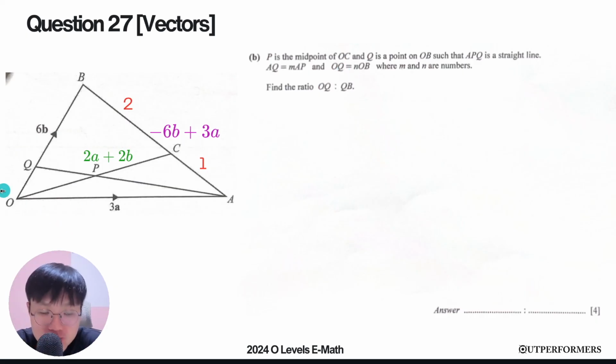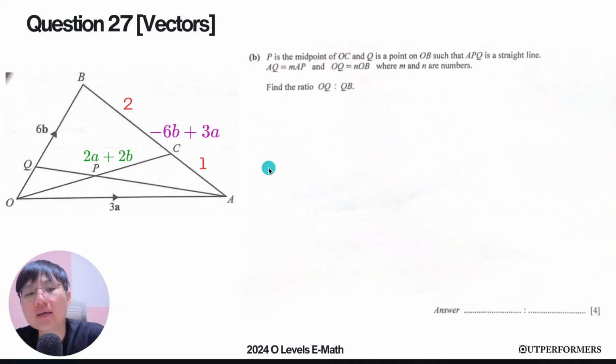OQ is also a certain multiple of OB. Also makes sense because they are also collinear. So ultimately, they want us to find the ratio of OQ and QB. And actually, if you know what is N, it makes this a lot easier. So we can try to expand a little bit more on these two vector relationships that we have.